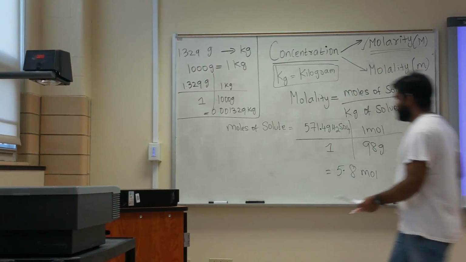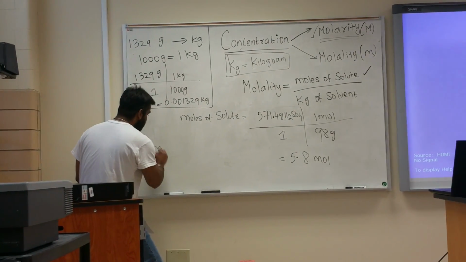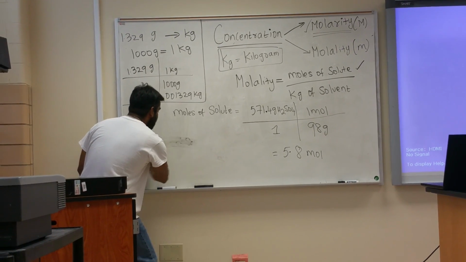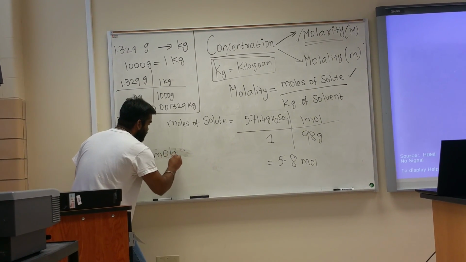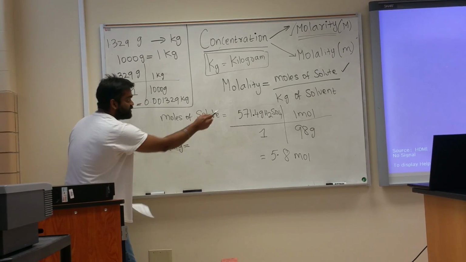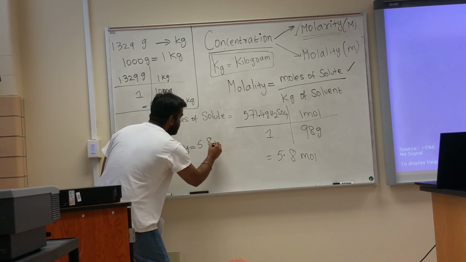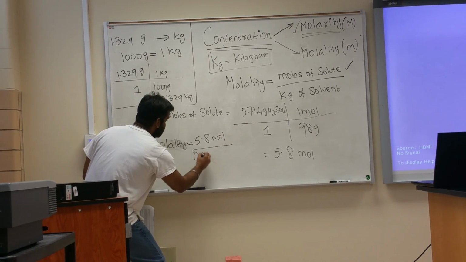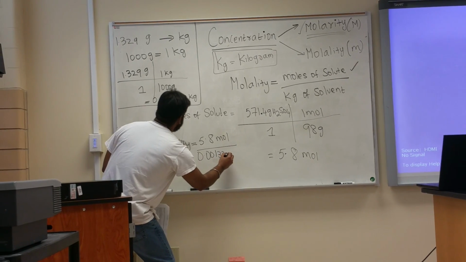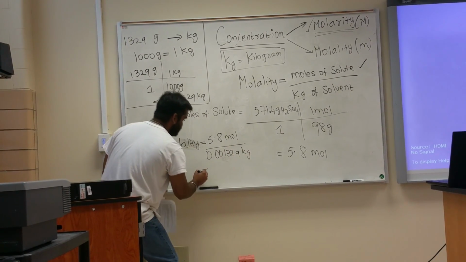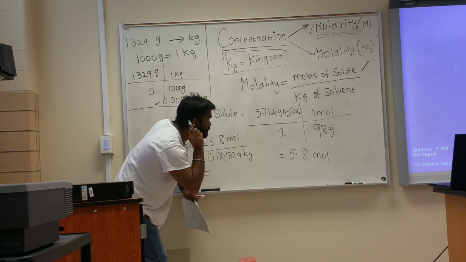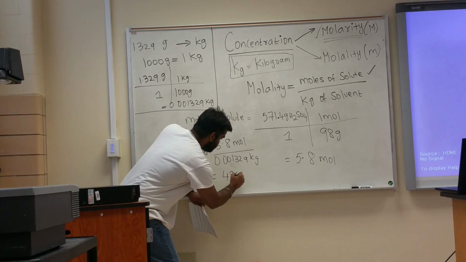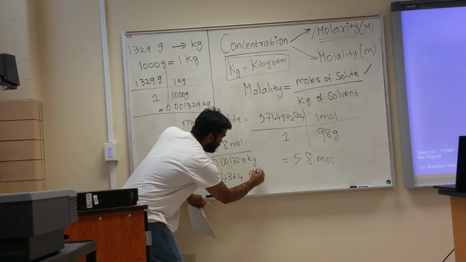All right, so let's complete the problem. Molality equals moles of solute divided by the kilograms of solvent. Moles of solute is 5.8 divided by the kilograms of solvent, 0.001329. So what's the answer? 4364. That's it, moles over kilogram.